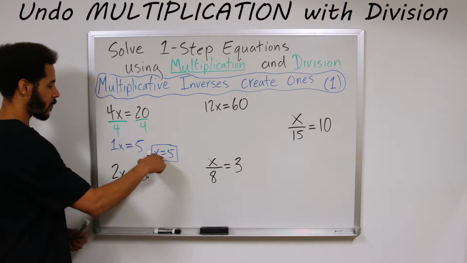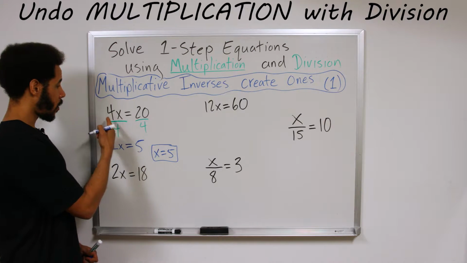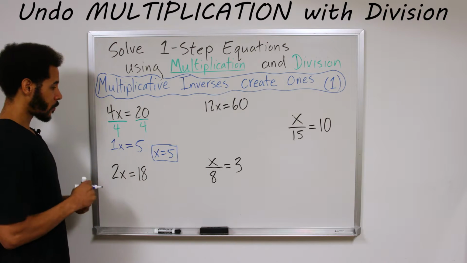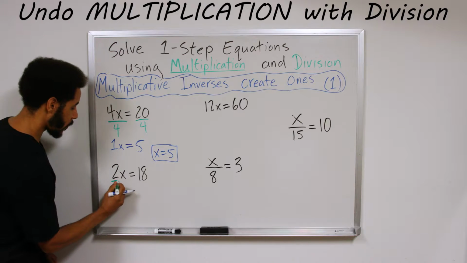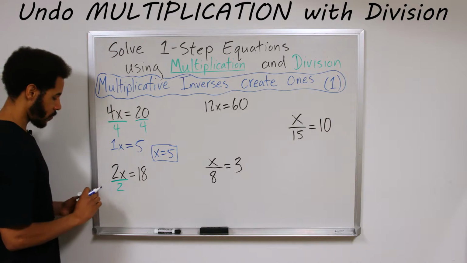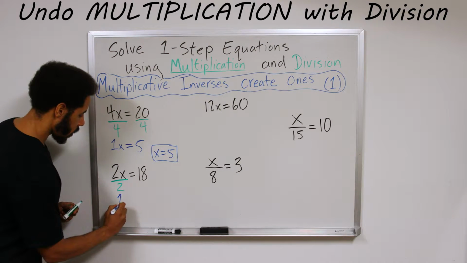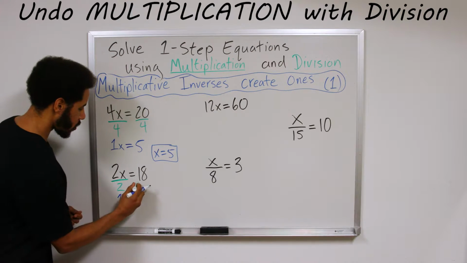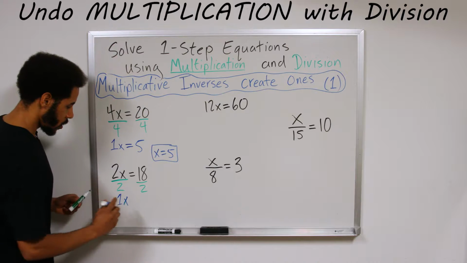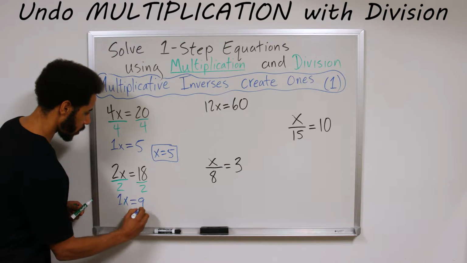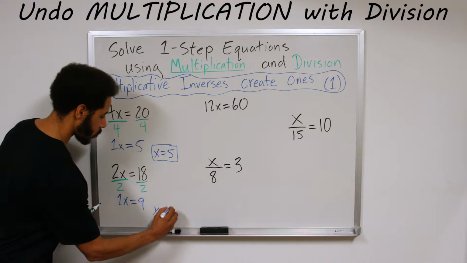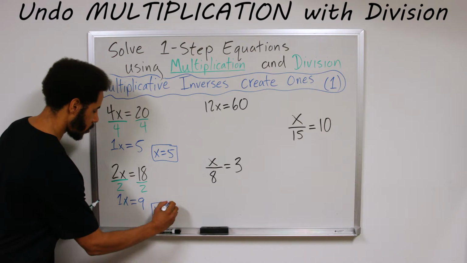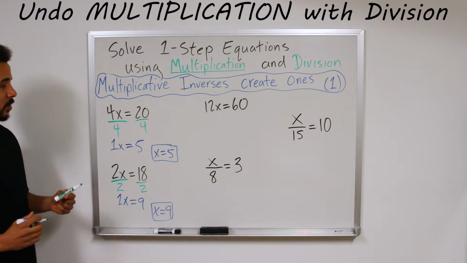We look backwards and say, if I replace this x with a 5, 4 times 5 equals 20. To create a 1 here, we have to divide by what was being multiplied, by 2. We now have 1x. We have to do the same thing over here. To be equal, equals 9. X equals 9. 2 times 9 is 18.